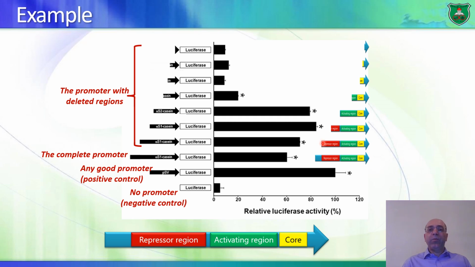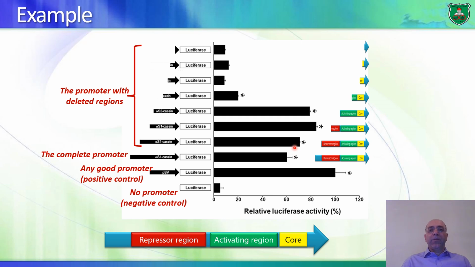Now what we do next is genetic engineering, where we chop off parts of the promoter region. So we take this part right here. Now we still have the repressor region, the activating region, and the core promoter. You can see that the expression is similar to the complete promoter, because we haven't really removed any regulatory part. You can see some differences, but this increase right here is not that significant.